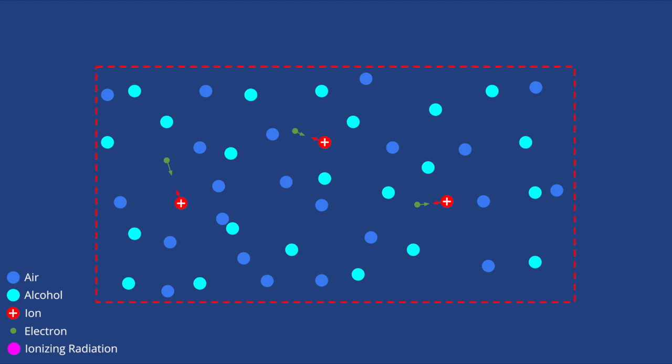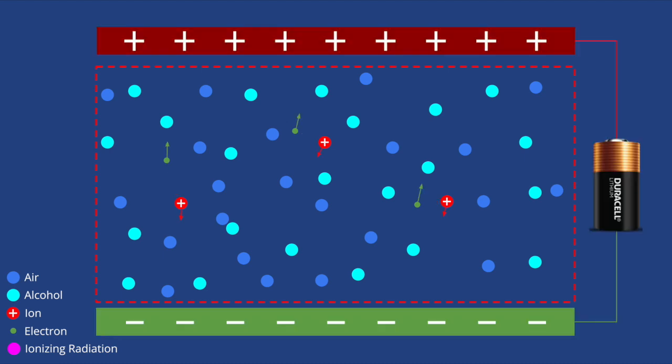We can improve the visibility of the ion trails by adding an electric field. The electric field helps separate the ions and electrons in the radiation trail, allowing them to have a greater chance of nucleating a droplet before they recombine.